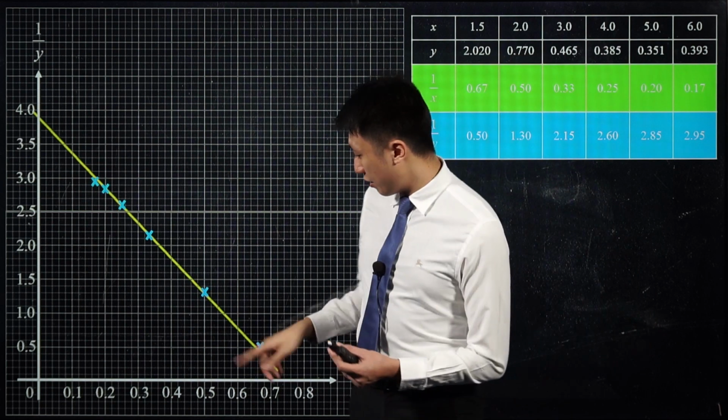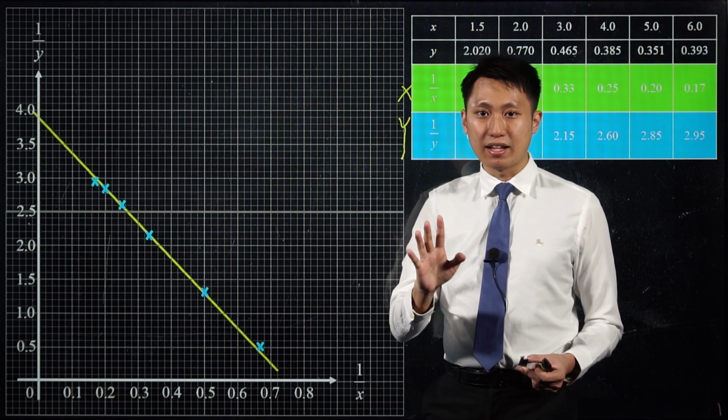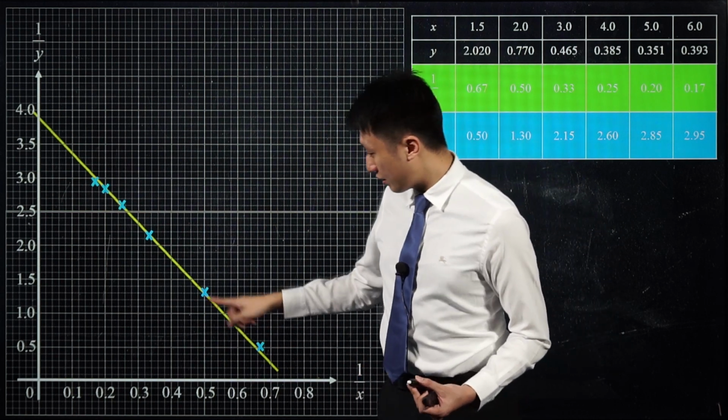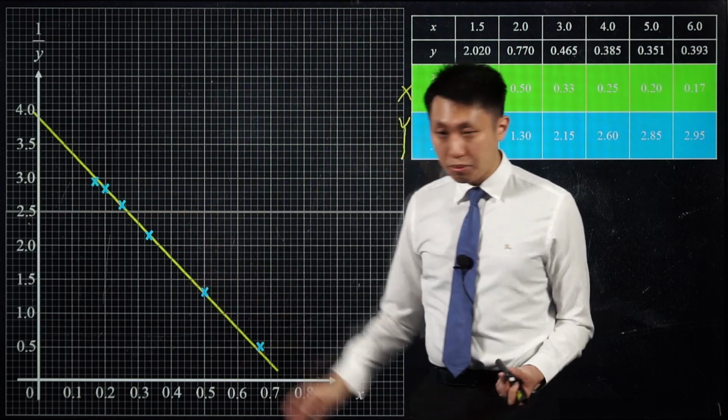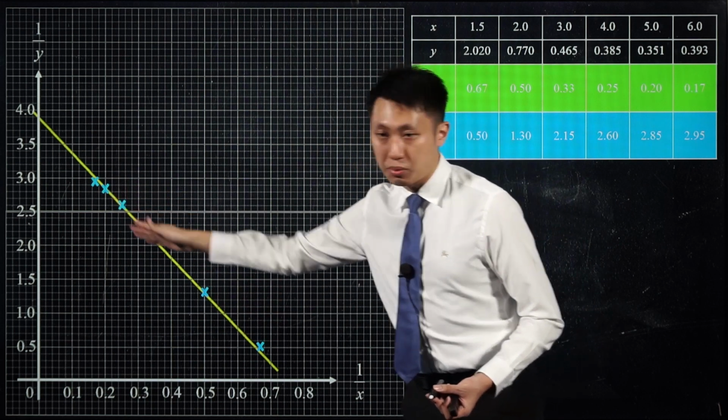If you join this point and this point, you will not get the answer because everything will be on the right hand side. So you try to do something else and see which line links the most points. When you put a straight line over here, it links most points.